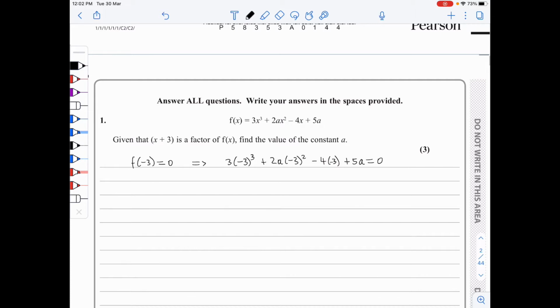and this is giving me minus 81 plus 18a plus 12 plus 5a being 0, so 23a is 69, and therefore a is 3. So for 3 marks to obtain the value of a.